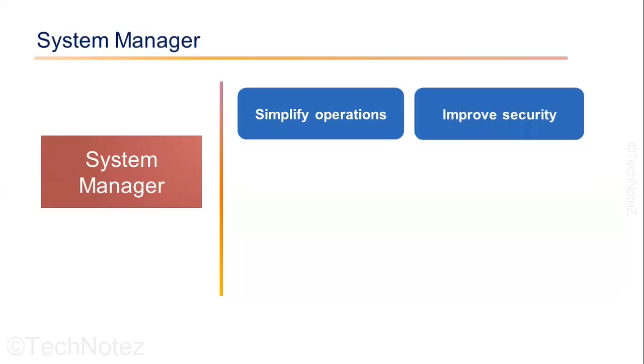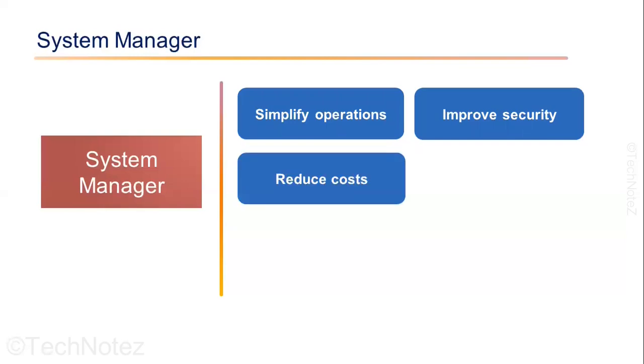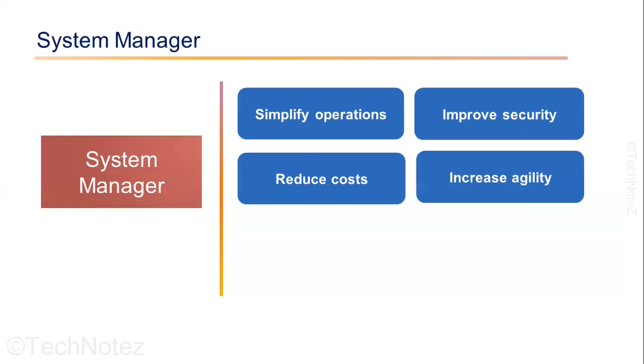Improve security. Parameter store enables you to securely store and manage secrets, reducing the risk of unauthorized access. Reduce cost. Automation and patch management features can help you reduce the time and effort required to maintain your instances, resulting in cost savings. Increase agility. By automating common operational tasks, AWS System Manager can help you respond more quickly to changing business needs.